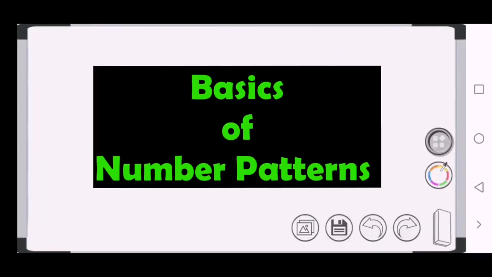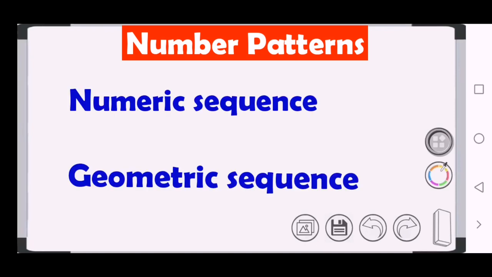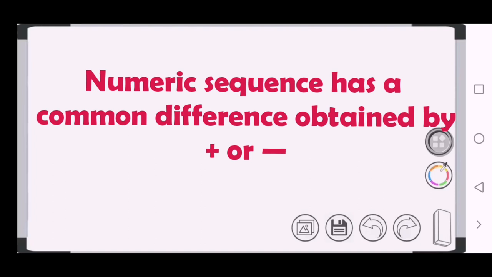Now, to be able to understand the concept of number patterns, we should look at the very basics. There are two types of number patterns. We have the numeric patterns or sequence and the geometric sequence. When we talk of the numeric sequence, we have a common difference between the terms. All the numbers that have been listed.